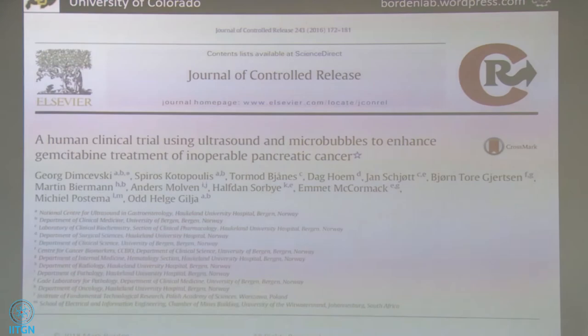One point I'll point out in the bubble field is Michiel Postema. So he was originally in Nico de Jong's group in the Netherlands, and here he's collaborating with the Norwegian group. And the project is a human clinical trial using ultrasound and microbubbles to enhance gemcitabine treatment of inoperable pancreatic cancer. So I don't know what the status of pancreatic cancer is in India, but in the United States and Europe, it's a significant problem. It's a very poor prognosis, a very high death rate.